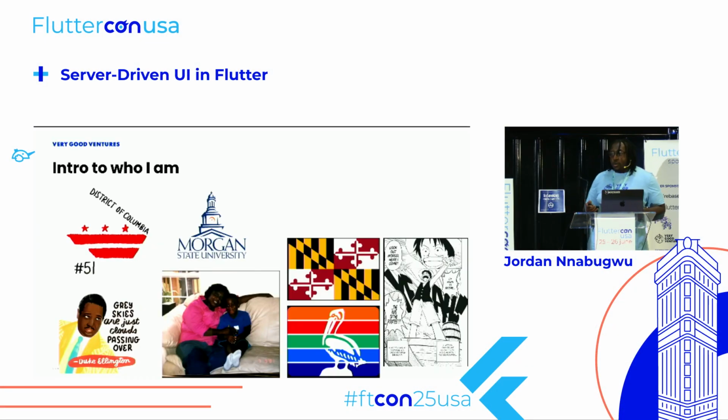So a little intro into who I am. I was born in Washington, D.C., actually the same hospital as Duke Ellington. There's me and my mom right there. And I graduated from the illustrious Morgan State University. I grew up in both St. Petersburg, Florida, which is the flag at the bottom, and Baltimore, Maryland, which is the flag up top, Maryland's flag. And in my spare time, I like to read One Piece. So yeah, heard a woo in the back, love that.